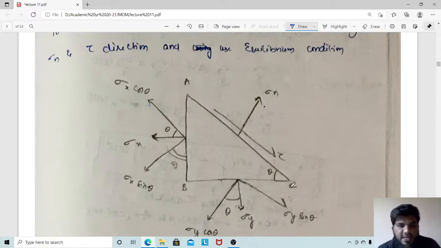First, we will try to identify the theta. So how are we identifying the theta? We know that sigma x is acting horizontally in the x direction, so this x direction is clear to you. Now this line is parallel to sigma x, because the force is acting parallel to the stress. So I am drawing a line which is parallel to the tau direction. Now this horizontal line and this line make an angle theta, because these two form similar triangles.